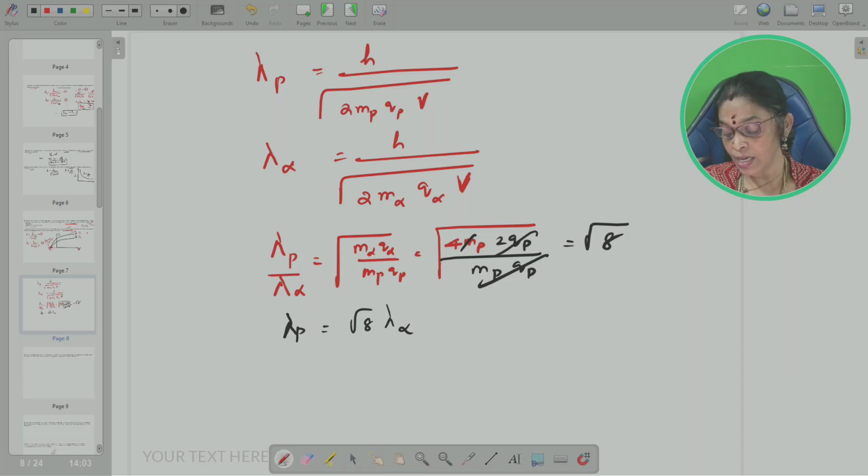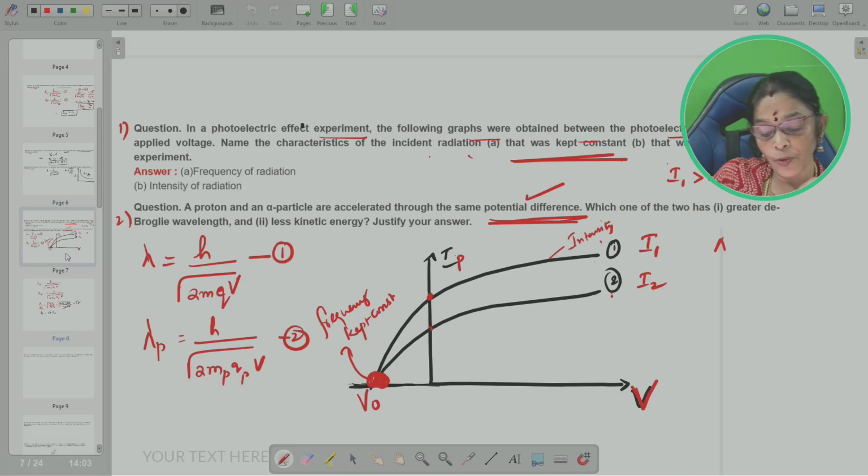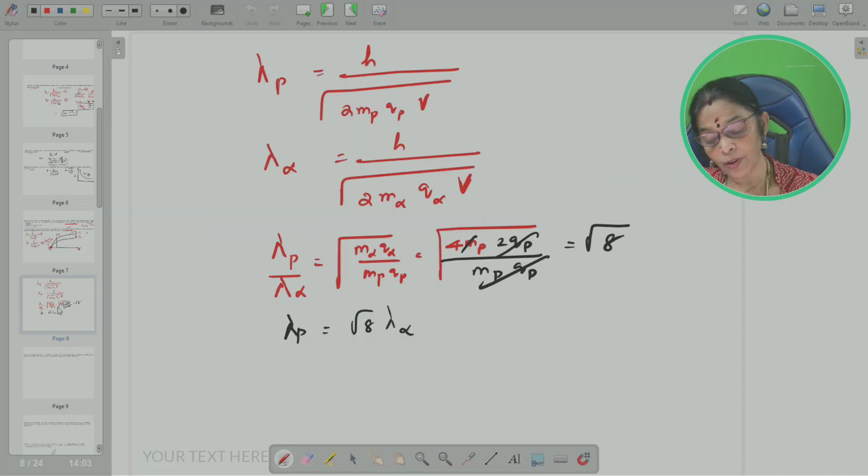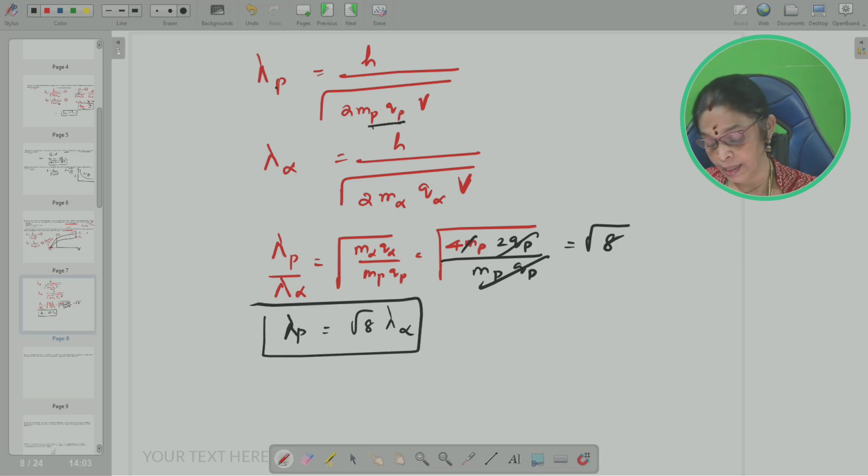So, what is the question here? The question is to find out which one has greater de Broglie wavelength. You can say de Broglie wavelength is inversely proportional to the mass of the charge. Lesser the mass of the charge, greater is the de Broglie wavelength. So, how much is it greater? Root 8 times it is greater.